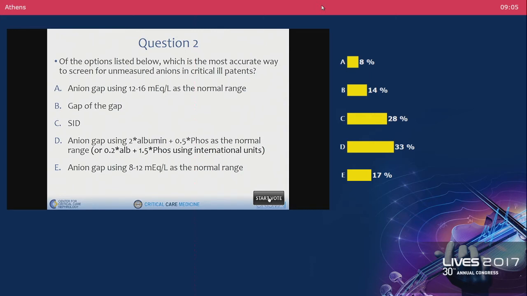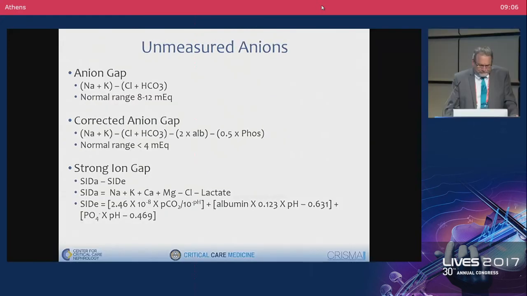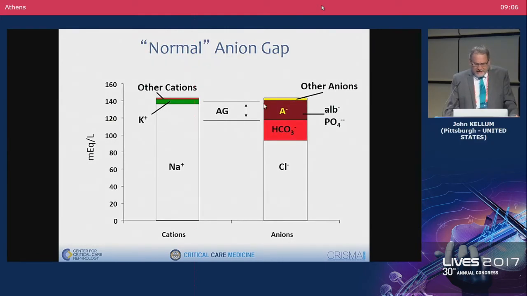Okay, well, we got a nice spread. The correct answer is actually D, so the majority of you, or at least the plurality of you, voted for that. So you can't use the quote-unquote normal range, because I said it was in most critically ill patients, and in most critically ill patients, you can't use the normal range because the anion gap is made up of things like albumin and phosphate. And particularly albumin tends to be low in your critically ill patients. So you can't use the normal range.